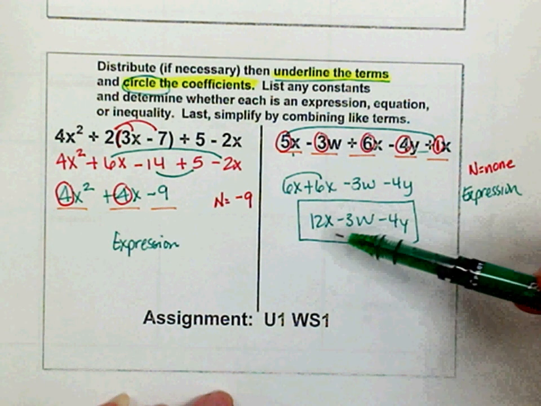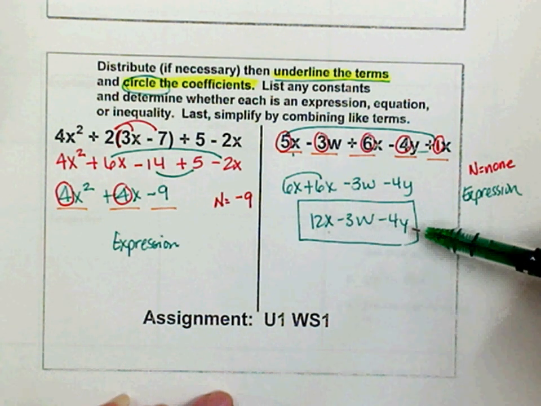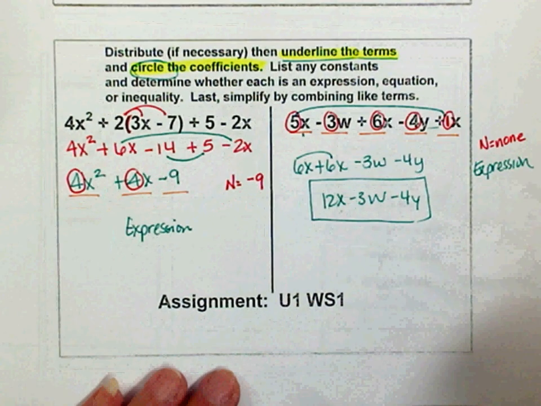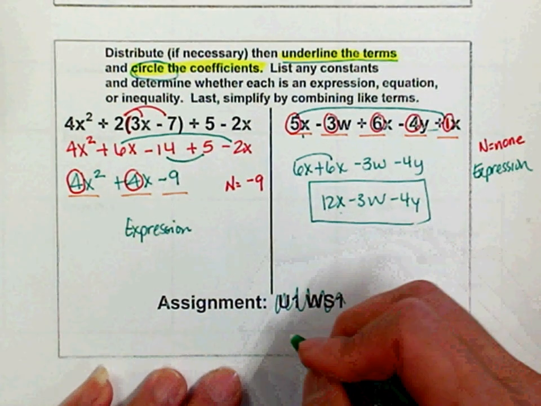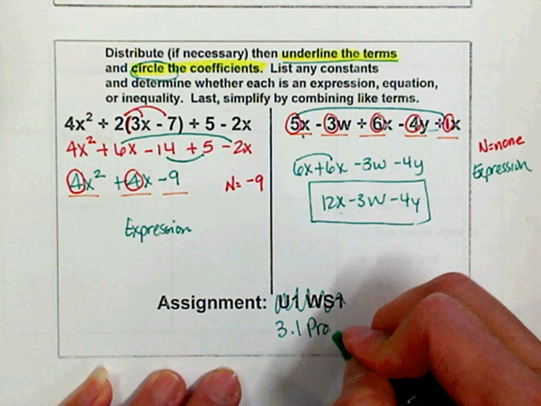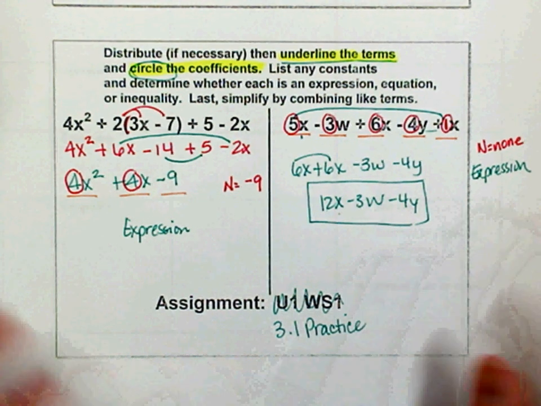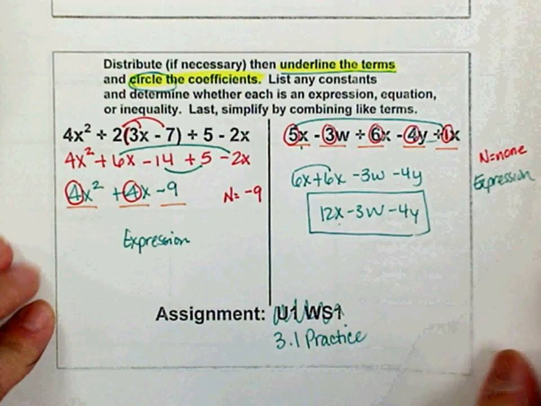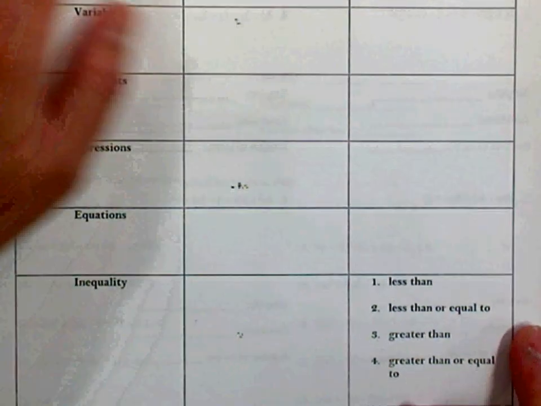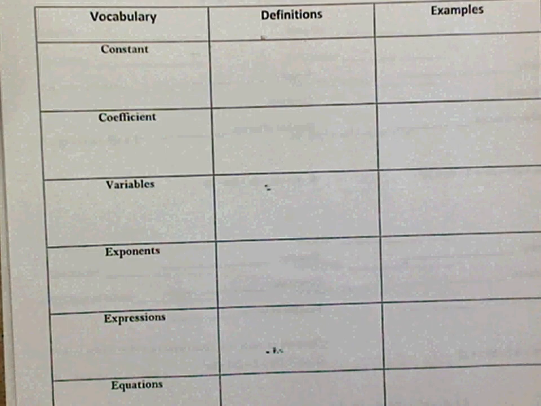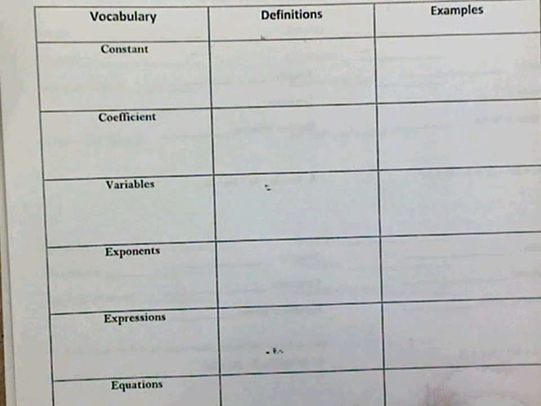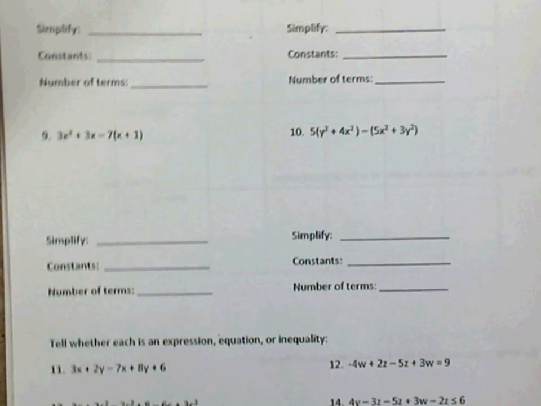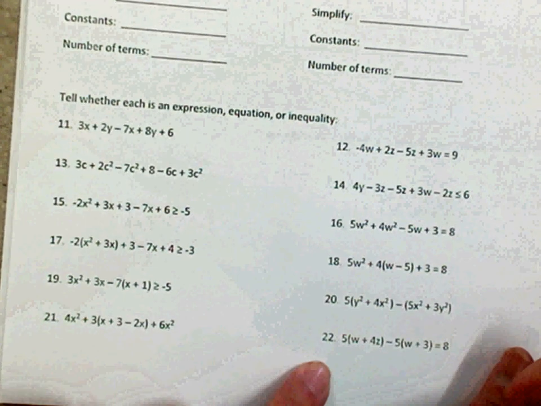Okay? Here's your assignment. 3.1 practice. When you guys work on your practice, first thing you're going to do is go define all these words first. And then we're going to come back and talk about the examples. And then if you would, please work on number 11 through 22 first. Okay? And then you guys can finish there. Alright. Thank you.